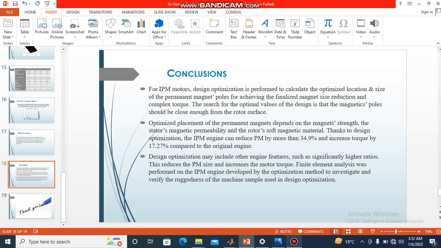Design optimization may include other motor features such as a significantly higher saliency ratio. This reduces the PM size and increases the motor torque. Finite element analysis was performed on the IPM motor developed by the optimization method to investigate and verify the ruggedness of the machine sample used in design optimization.